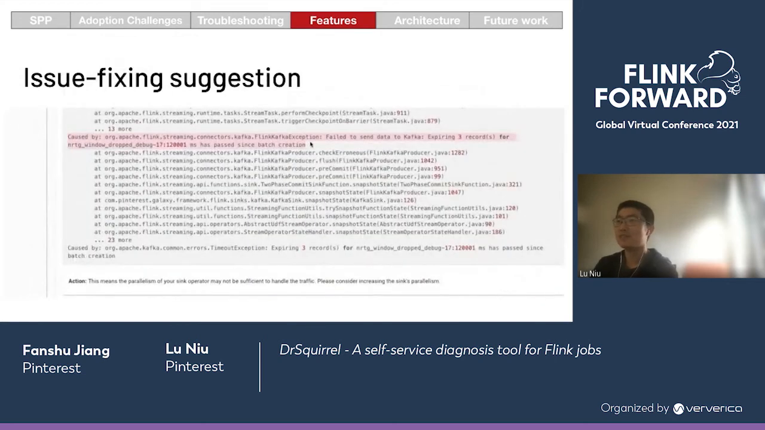Next slide, please. We provide action items for users if it's a known issue. For example, here we suggest users to increase the sync parallelism under these exceptions thrown from Kafka sync. In this way, user don't need to ask in Slack, and our team's troubleshooting load is reduced.